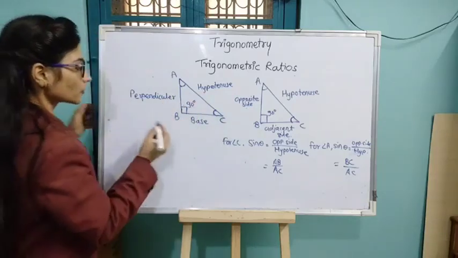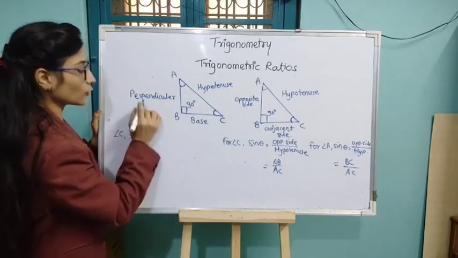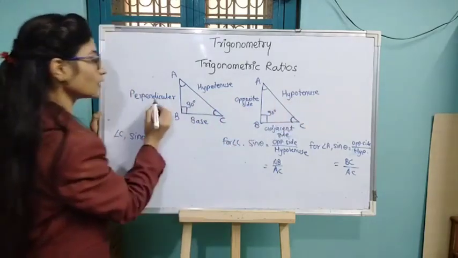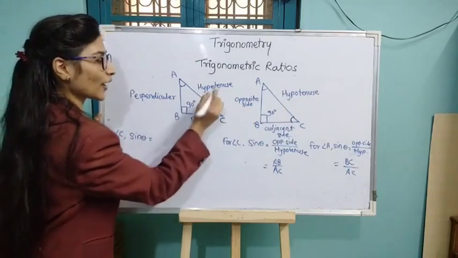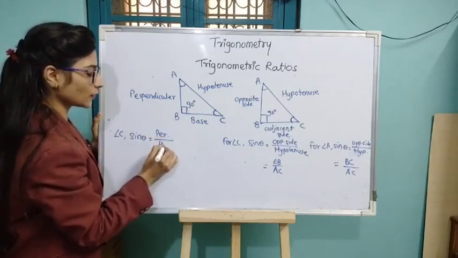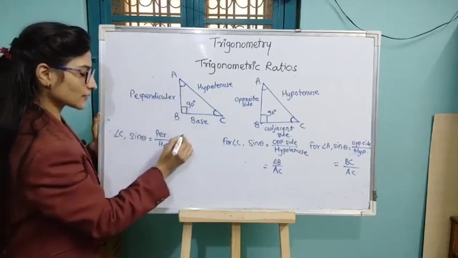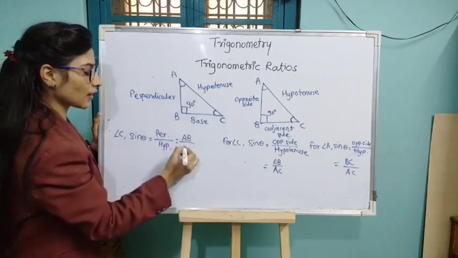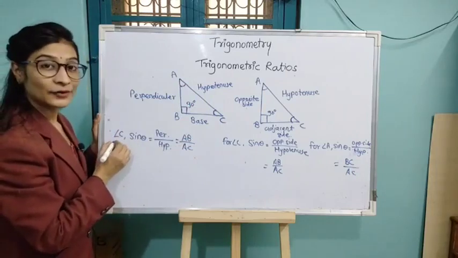So here for angle C, if you want to find out sine theta, then it is equal to perpendicular upon hypotenuse. Here we just mean to say opposite side is equal to perpendicular, and perpendicular upon hypotenuse means sine theta. You know that perpendicular is AB for angle C, and for angle C hypotenuse is AC. So this is the ratio for sine theta when we consider acute angle C.